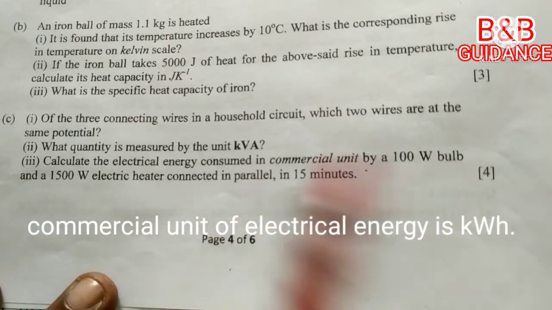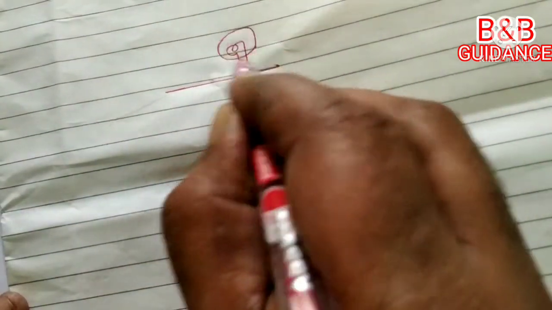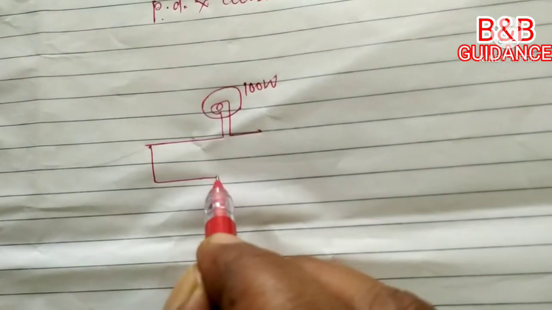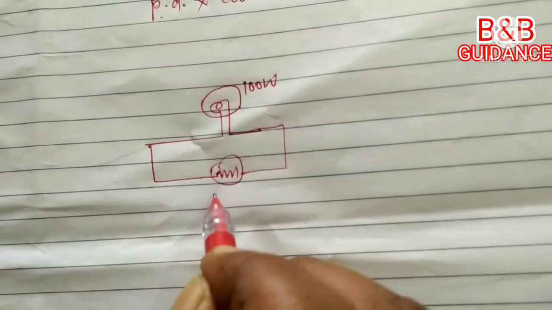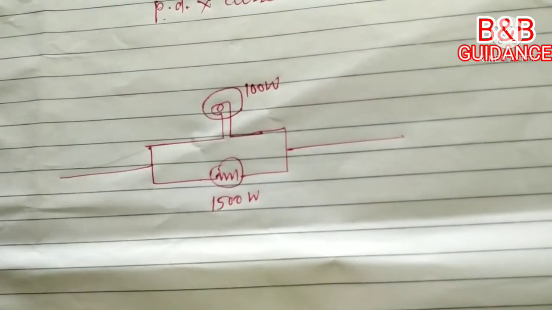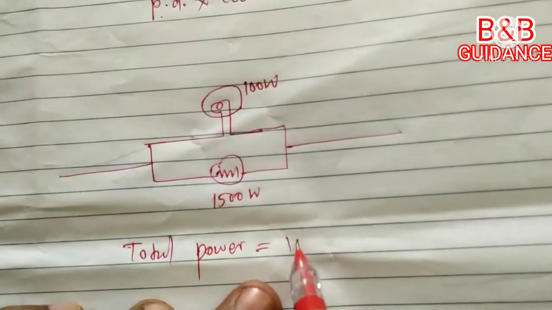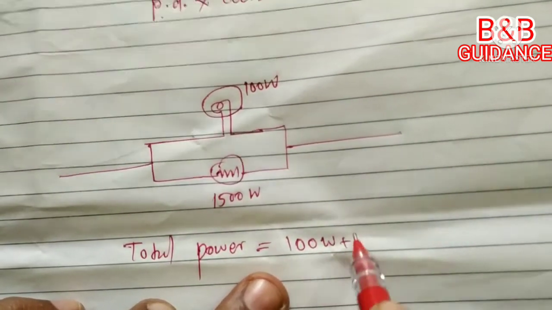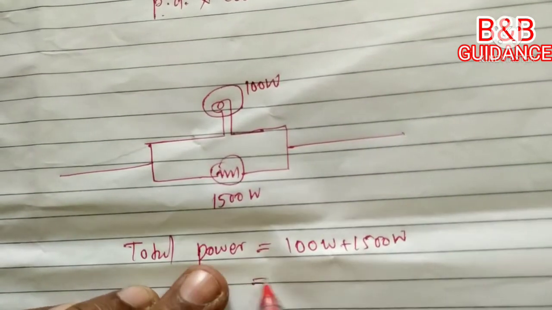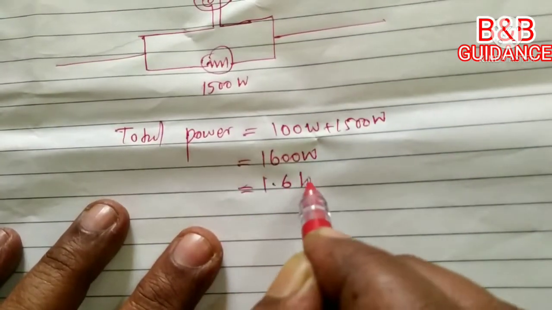Calculate the electrical energy consumed in commercial unit by a 100 watt bulb and a 1500 watt electric heater connected in parallel in 15 minutes. Here this 100 watt bulb and 1500 watt electric heater are connected in parallel. So total power is equal to 100 watt plus 1500 watt, that's equal to 1600 watt, that is nothing but 1.6 kilowatt.